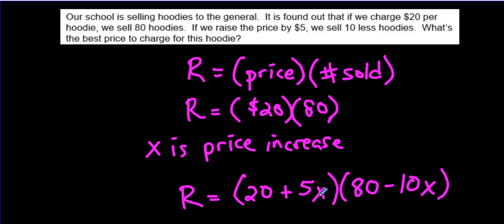Let's think about it. One price increase, if we put the 1 there and there where the X is, well, 20 plus 5 times 1 is just $25. 80 minus 10 times 1 is 70, so that works. What if it was 2 price increases? 20 plus 5 times 2, well, 5 times 2 is 10, so we'd have 30 here. And over here we'd have 80 minus 10 times 2, which is 20, so 80 minus 20 is 60. So this equation here is the most difficult part of this situation, because once we have this equation, we're going to type this into Desmos and we're going to have a look at this parabola.